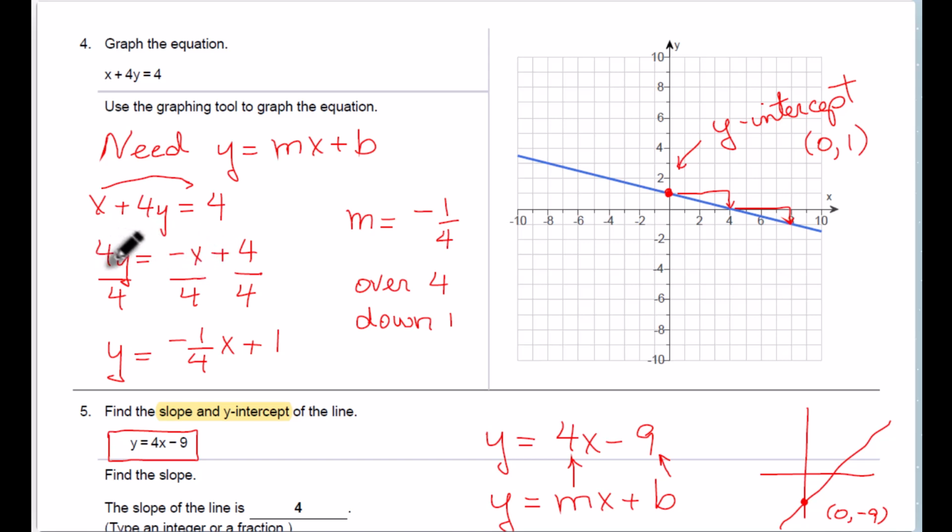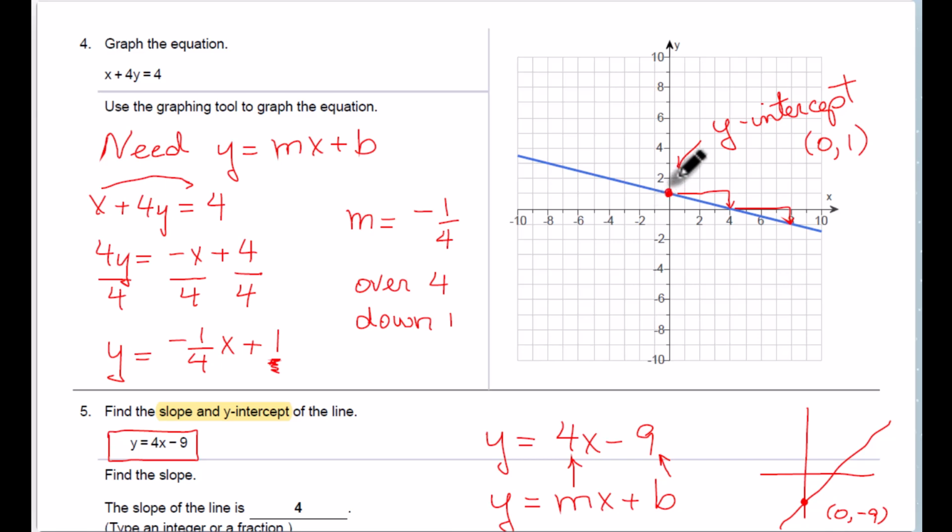What about this 4y? Well, to clear the 4, I divide everything by 4. And so looking at this, it's really a minus 1/4. So I'm going over 4, down 1. Over 4, down 1. Over 4, down 1. Okay, and so I can actually see on the b part here, it's crossing at 1.